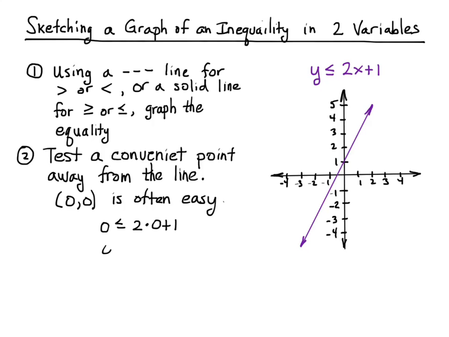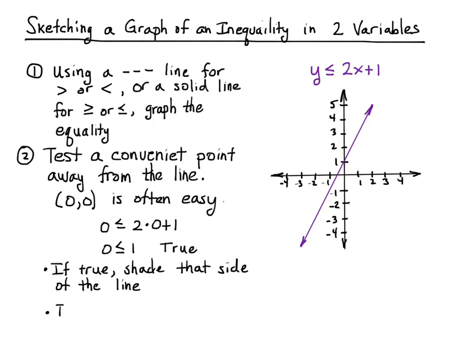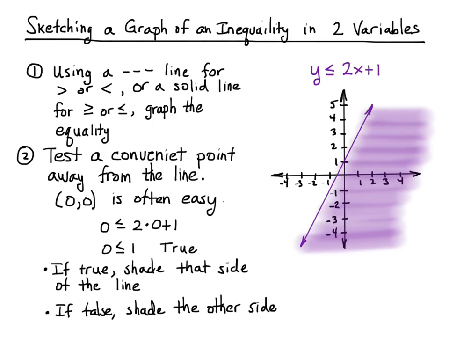So what you do is you stick the (0, 0) in the equation, and we find that 0 is less than 1, that's true. And so if it's true, then we shade that side of the line. So if my test point is (0, 0), which is on this side of the line, and I plug 0 into my equation and it's true, this whole side is going to be the solution. So there we have infinitely many points. We have half the plane as part of the solution.